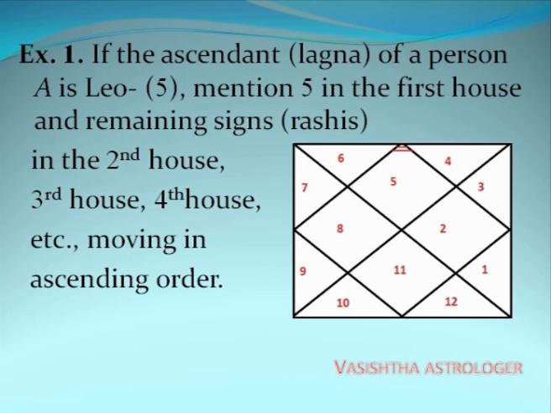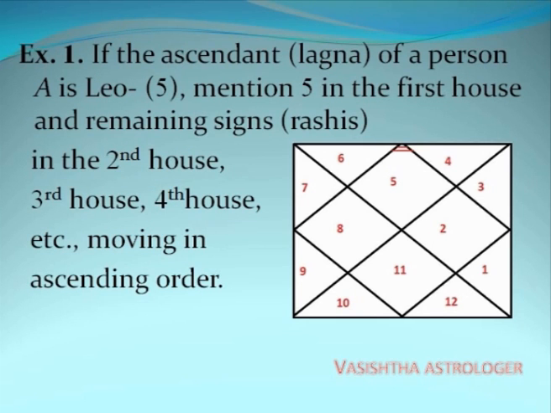Now we shall discuss one example to see how the 12 signs, that is 12 Rashis, are placed in different houses in a North Indian birth chart. If the ascendant of a person is Leo, that is Simha Rashi, which is Rashi number 5, fifth sign, then mention number 5 in the first house of the birth chart and remaining signs in the second house, third house, fourth house, etc., moving in ascending order.